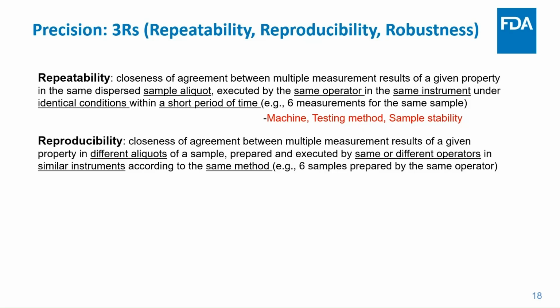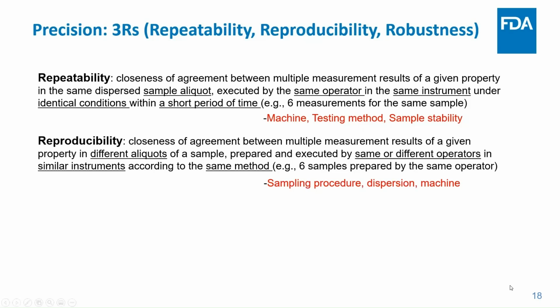So this is a different aliquot of sample, and it can be prepared by two different operators on different days, and may not be on identical equipment. It can be the same principle but a different brand of instrument, or instruments from two companies in two different locations. Sometimes they need to do a method transfer. But in general, it's the same method they are applying.